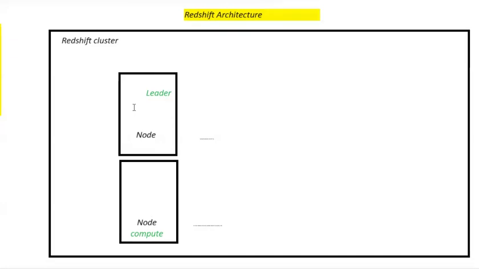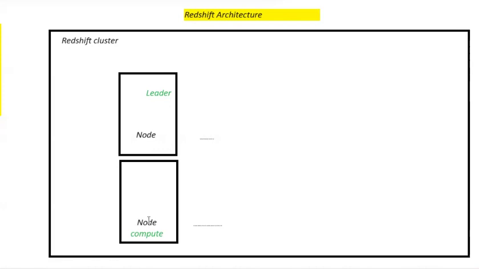Inside this cluster, we have compute nodes, right? Under the compute node, our data is stored and processed. Actually, our data is stored in these compute nodes and processed in these compute nodes only. Whereas the leader node manages all our queries. It manages all our query execution by using these compute nodes. So the leader distributes the work to all these compute nodes by partitioning the query and sharing it equally.